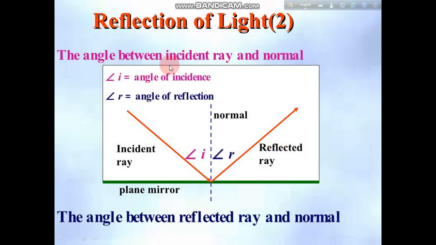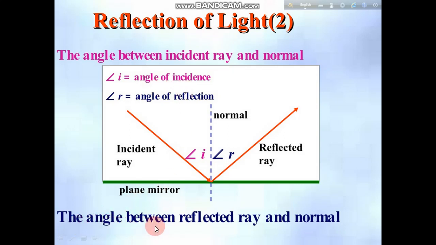The angle between the incident ray and the normal is called the angle of incidence. This is the incident ray and this is the normal, and the angle between them is called the angle of incidence.